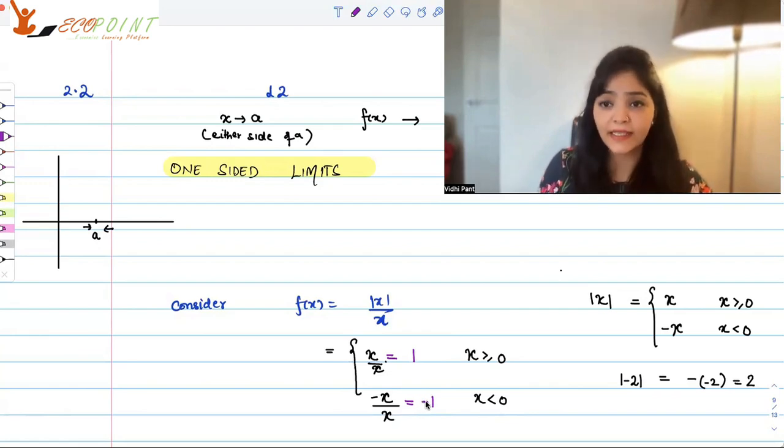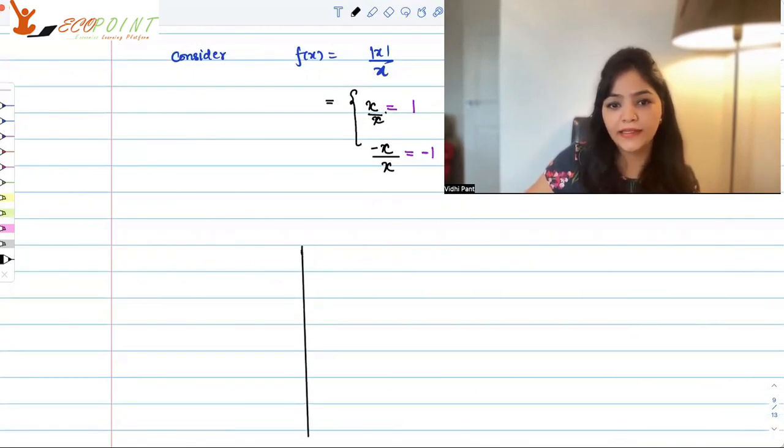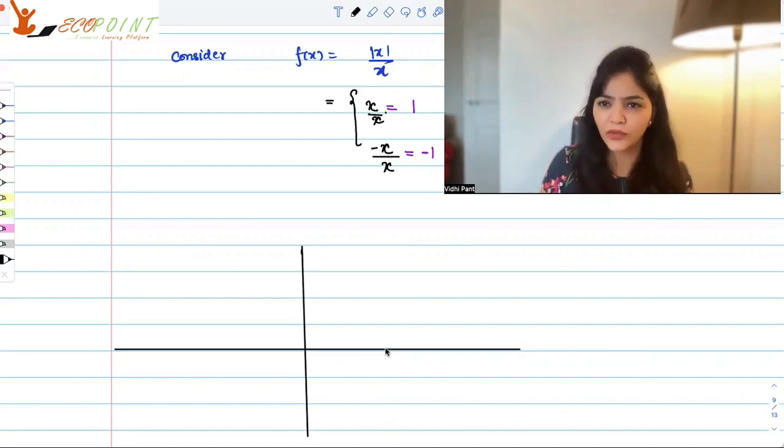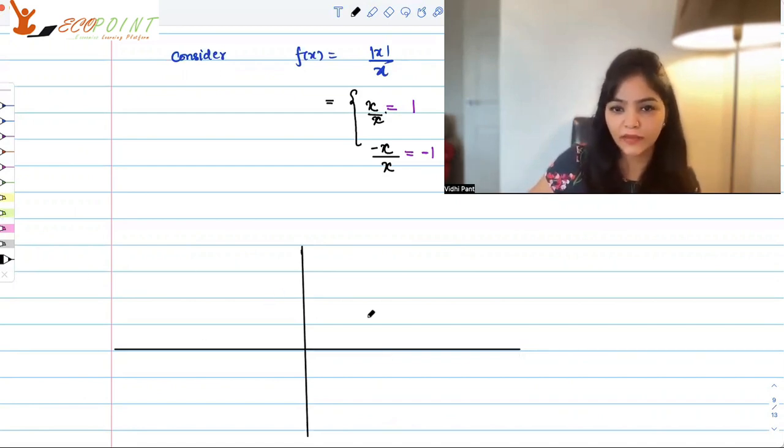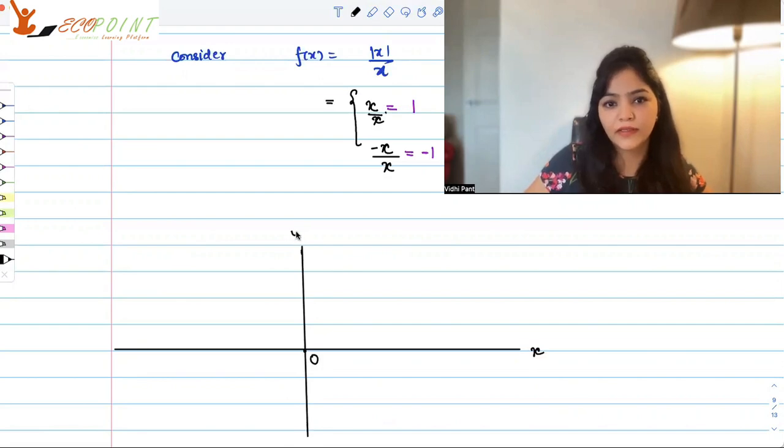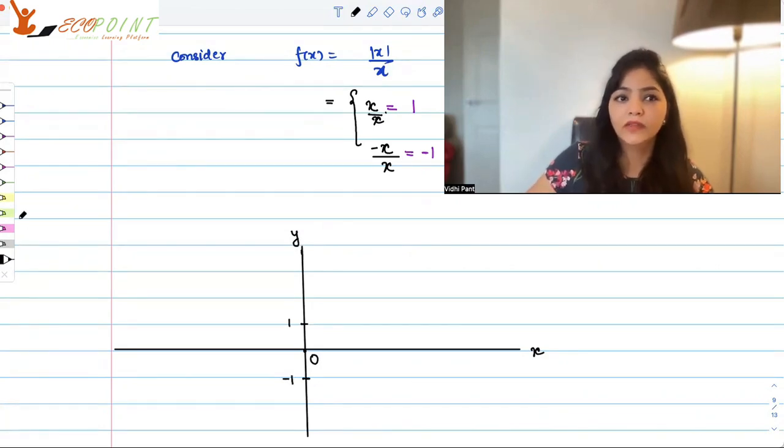What is this representing graphically? So we have, this is your y-axis, and say this is your x-axis. Let's try to graph this function and understand it a bit. So x is 0 here. This is your x-axis, this is your y-axis. x is 0 here. And the value of the function, as I can see, could be 1 or could be minus 1, right? So if you would like to graph it, it turns out like this.